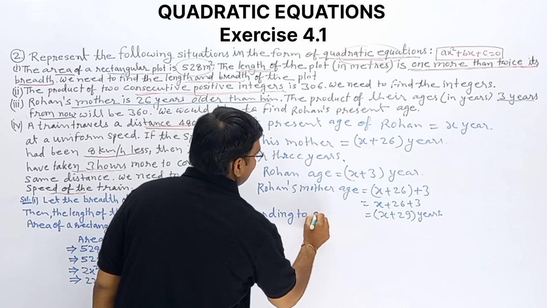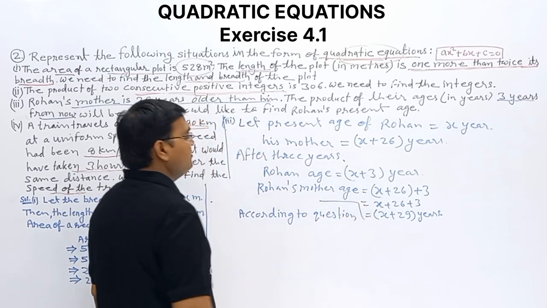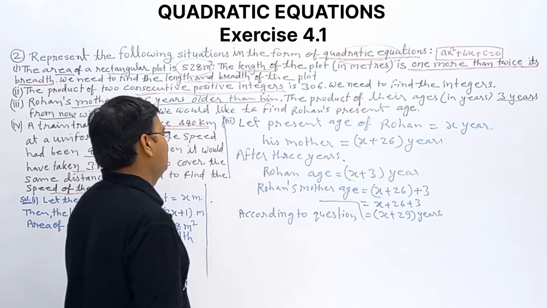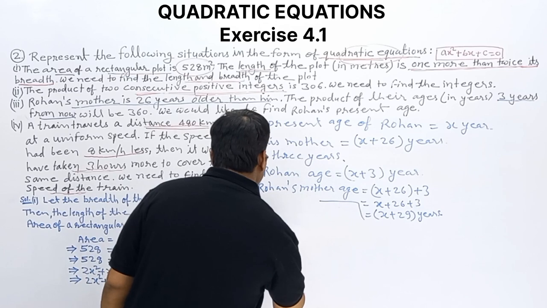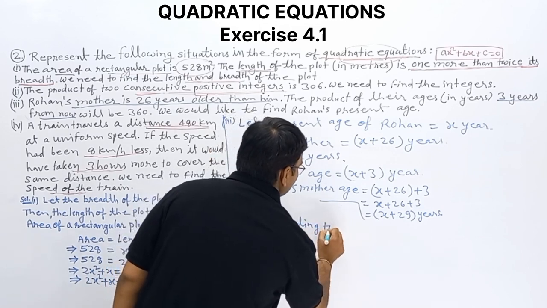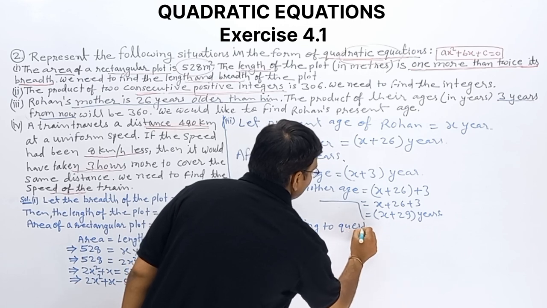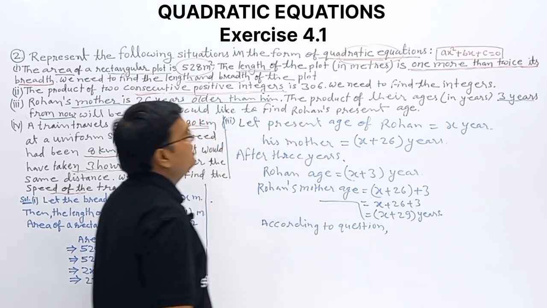According to the question, what is this one? I am writing. Clear? Write below this one. According to the question, what is in the question?